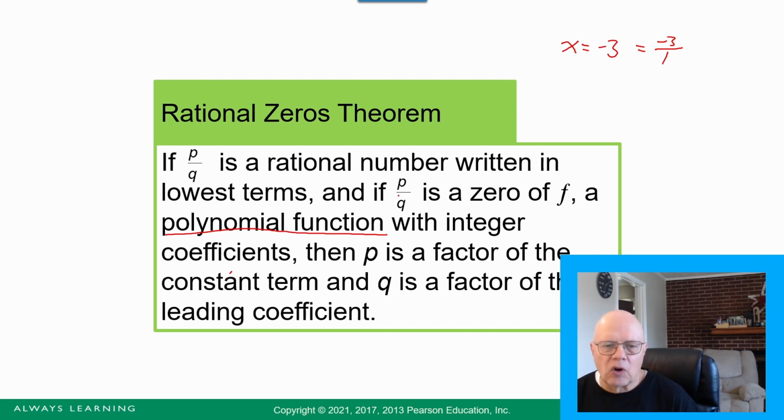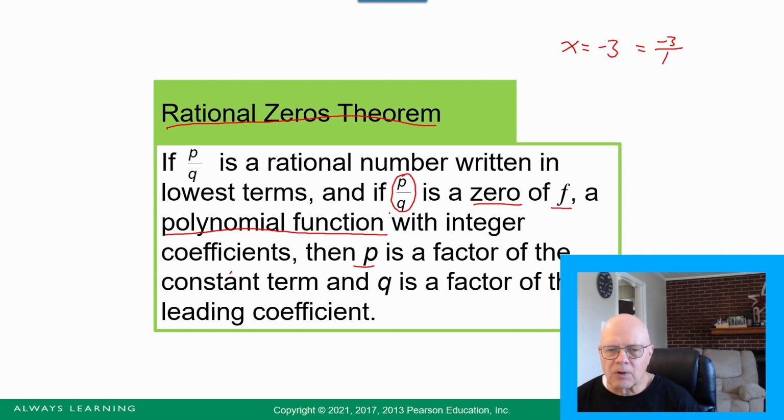initially we think, oh my gosh, there are millions and millions of possibilities. There are infinite possibilities. However, by using the rational zeros theorem, we can narrow those down. Now, it might be a long list, but it's not infinite. And what we're going to look for is fractions that are zeros of that function. Now, here's the key.